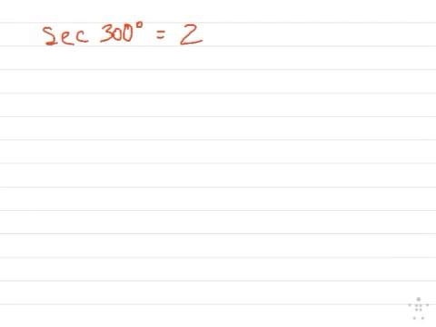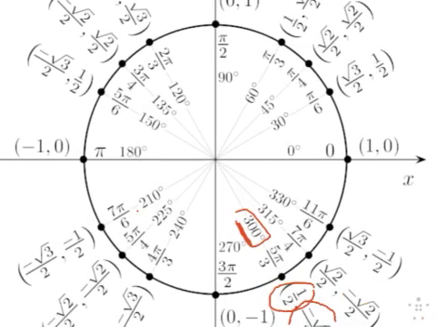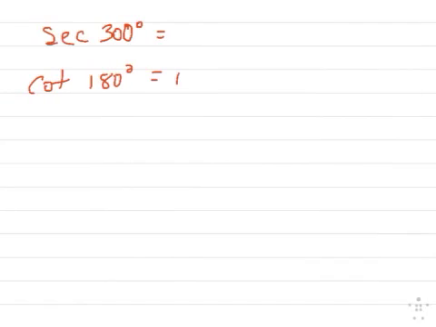Let's try another one. We're doing this from the review packet, chapter 13, from the Honors Algebra 2 Trig. Let's do D. D says cotangent of 180. So let's look at 180, which is over here. Cotangent is cosine over sine, and your cosine is the x, your sine is the y. So it's -1 over 0, which is undefined.